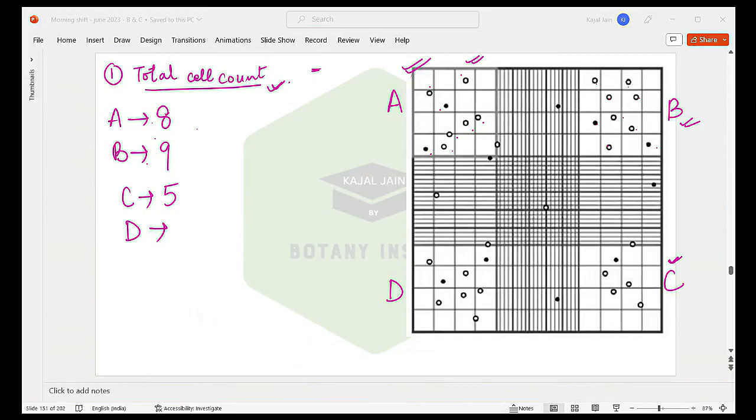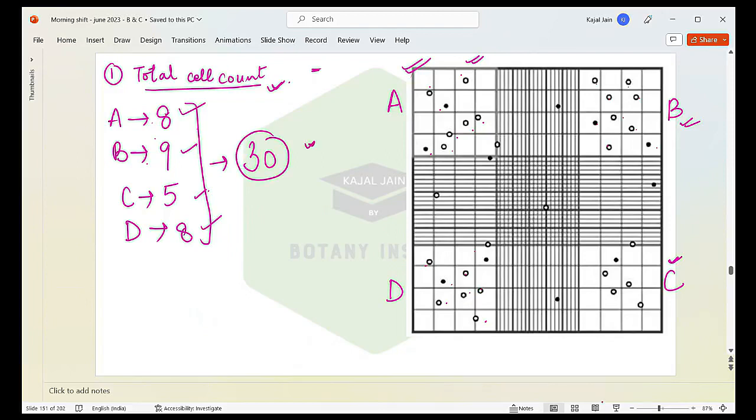Very good. Excellent. So in D we have eight, right? So one, two, three, four, five, six, seven, and eight. So what is the total cell count over here? Total cell count is 8 plus 8, 16, and then you have 25, 30. So in total, we have 30 cells, right?